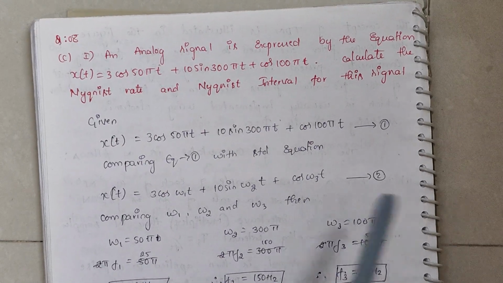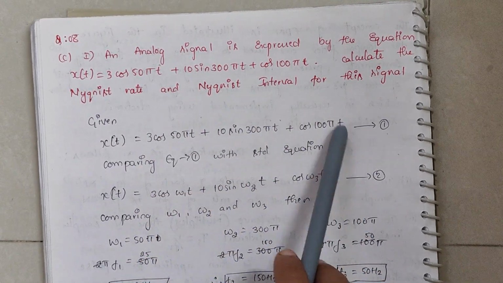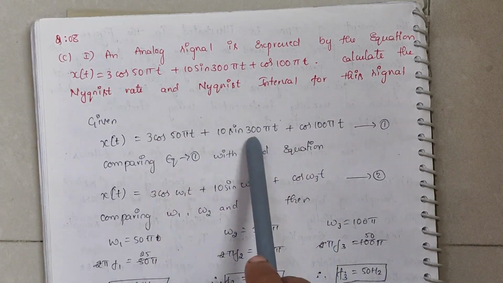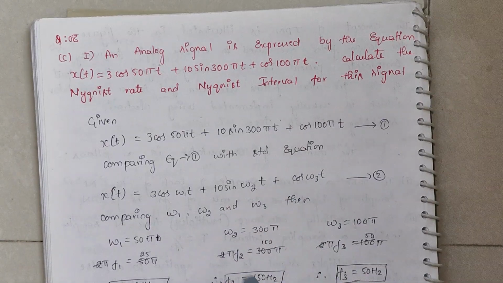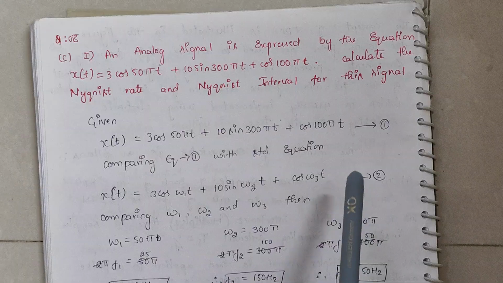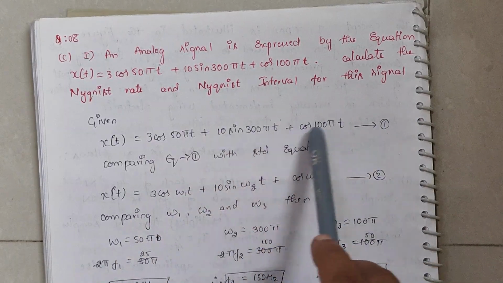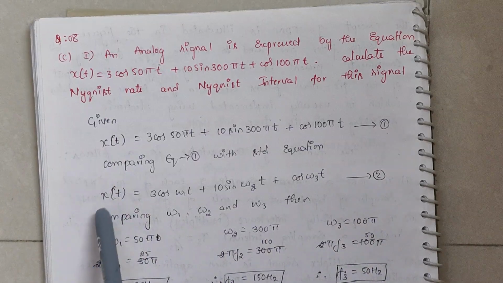Here, the given analog signal is expressed in a mathematical expression. Three message components are there in this. In these three message components, we have to find out the highest frequency. Three frequency components, we have to find out the highest frequency component. So for this, we have to compare the given equation with the standard equation. What is the standard equation?